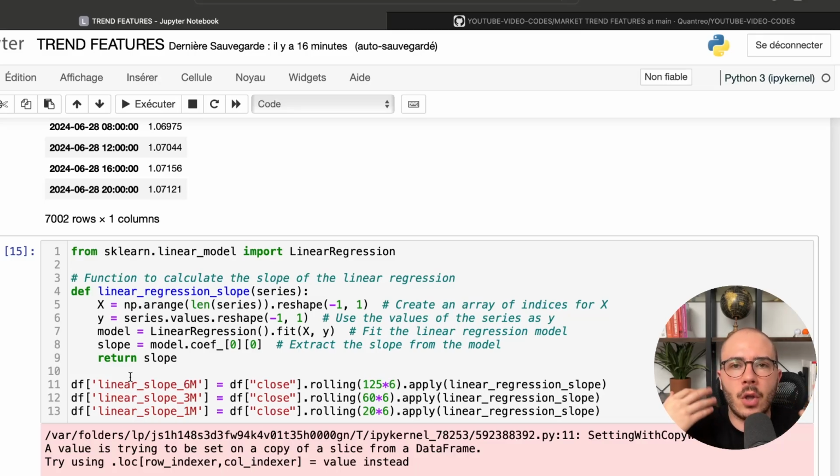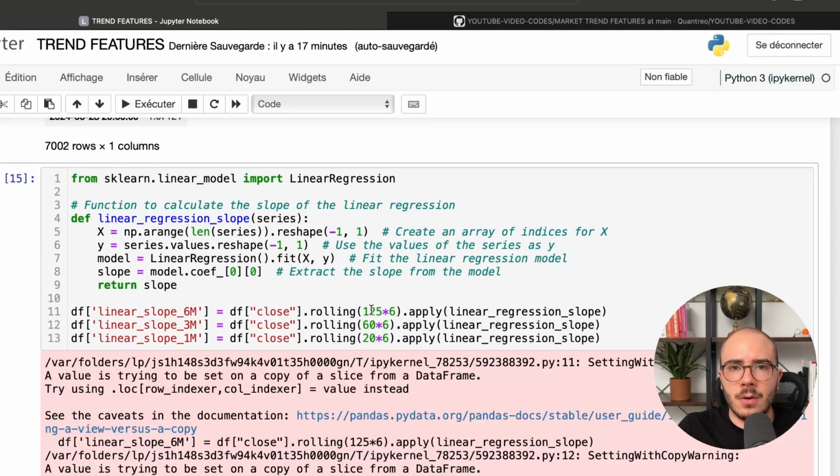To have a better overview, we'll compute this slope, so the trend, with different rolling periods. For example, we'll compute the 6-month slope. So we'll know if during the last 6 months we have had a good trend or we are ranging. Then we do the same thing for the 3-month rolling. Then we do the same for the 1-month rolling.